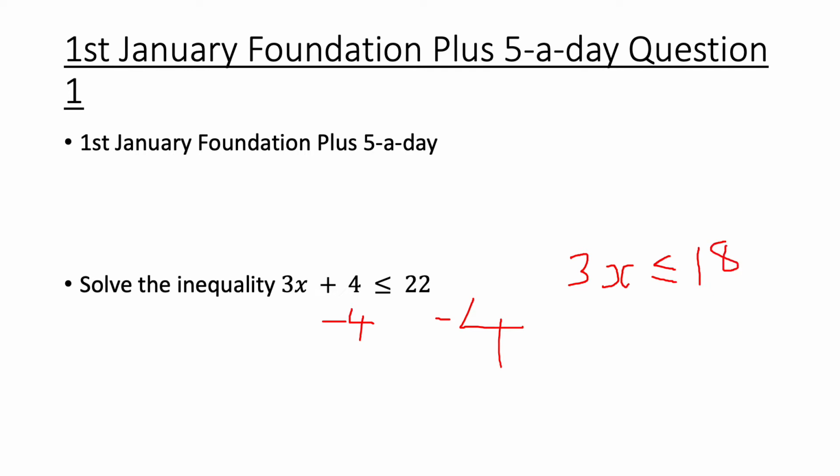22 take away 4 is 18. 3x means 3 times x. So dividing both sides by 3, I'm going to get x is less than or equal to 6, guys. Okay, so that is the answer for the first one.